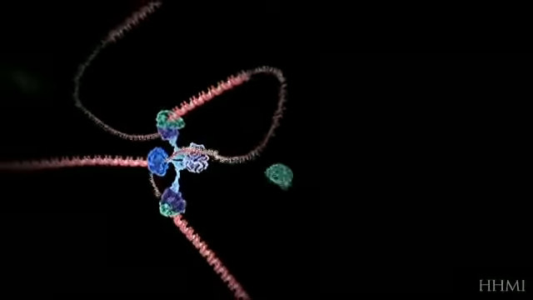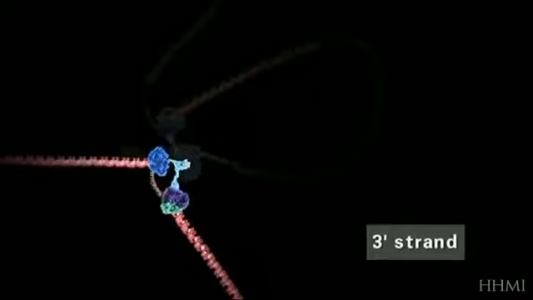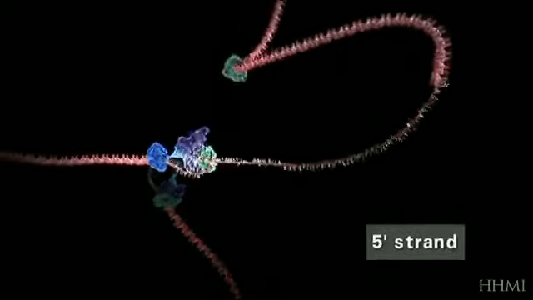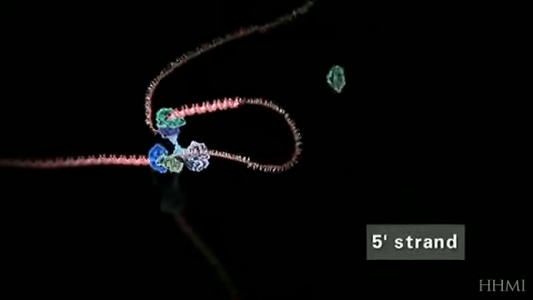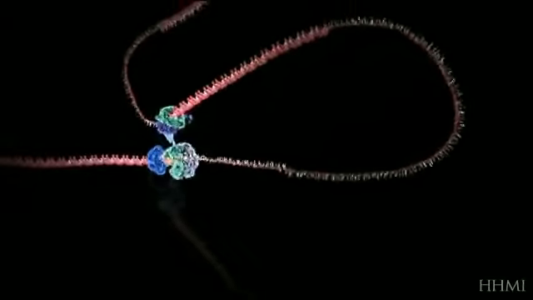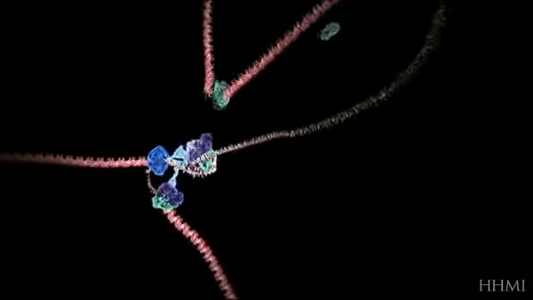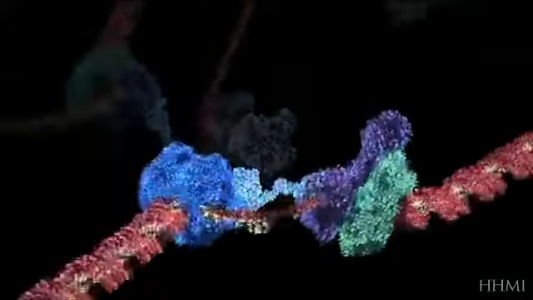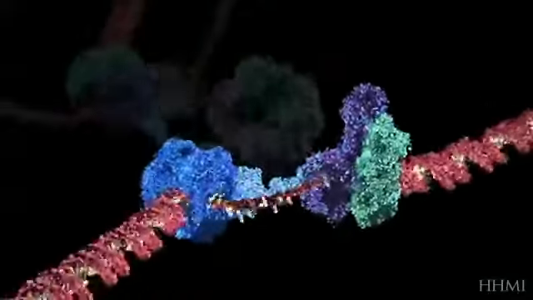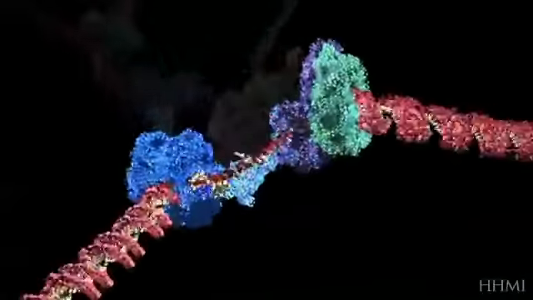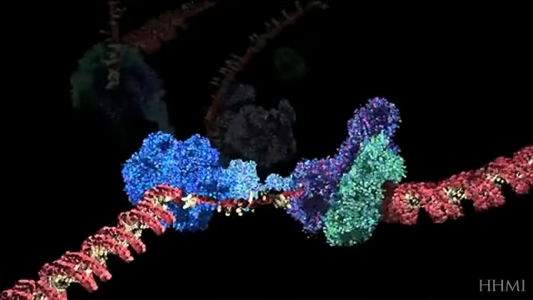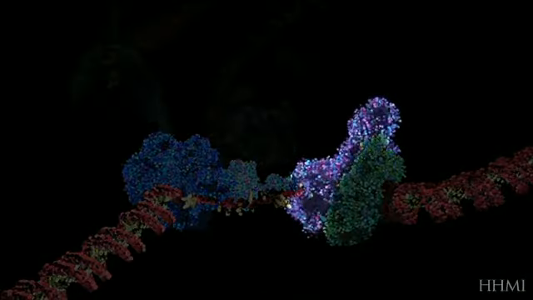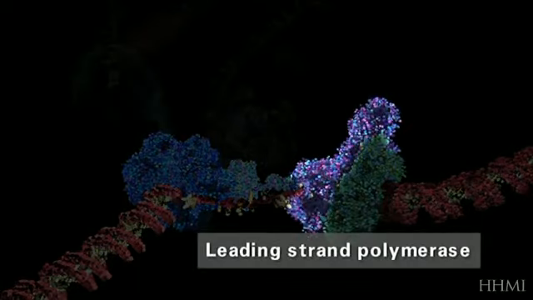The separated strands are called 3' and 5', distinguished by the direction in which their component nucleotides join up. The 3' DNA strand, also known as the leading strand, is diverted to a DNA polymerase and is used as a continuous template for the synthesis of the first daughter DNA helix.